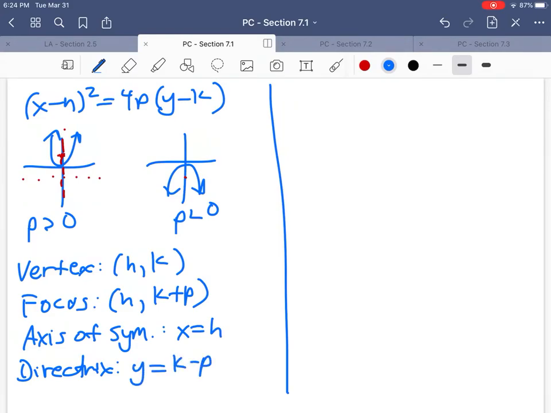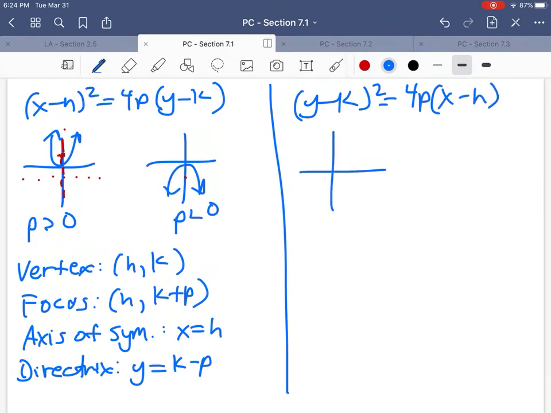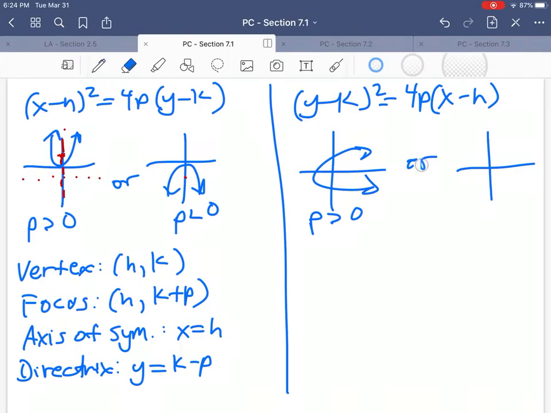Now we have the same type of formulas for the other situation, and the other situation is when y is squared. So I have y minus k squared equals 4p, and then I have x minus h. All right, so that situation is either a parabola opening towards the right, that is when your p-value is greater than 0, or your parabola is going to be opening towards the left, and that is when p is less than 0.